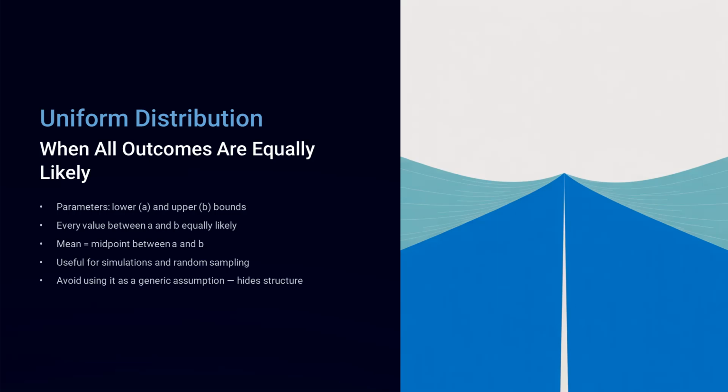But be careful. Don't use a uniform as a lazy default. If your data shows any concentration or trend within the range, you'll be ignoring valuable information about risk behavior.